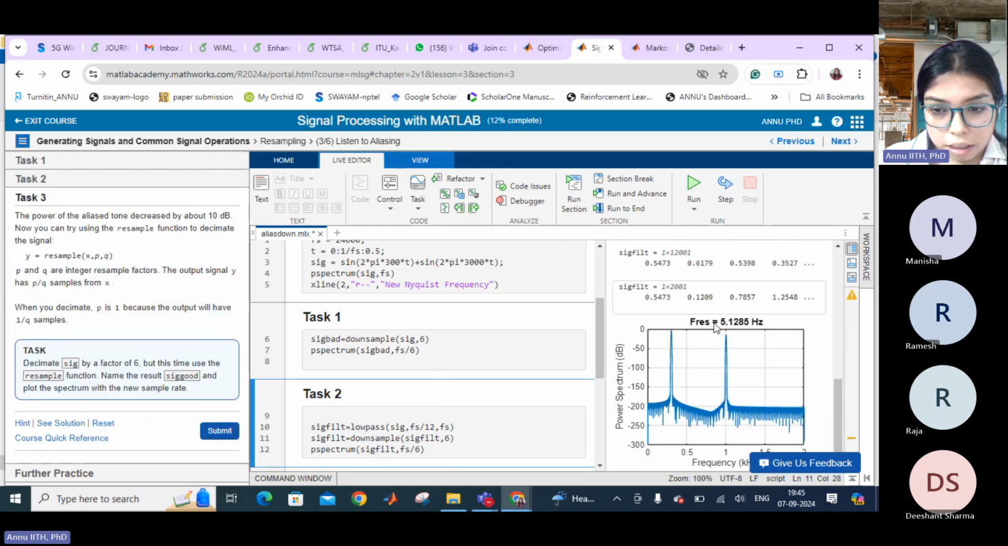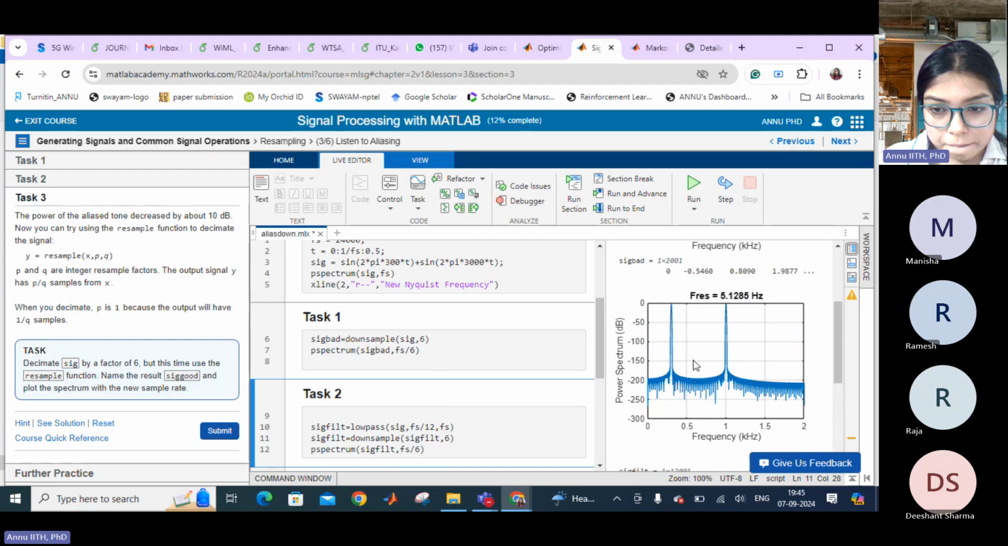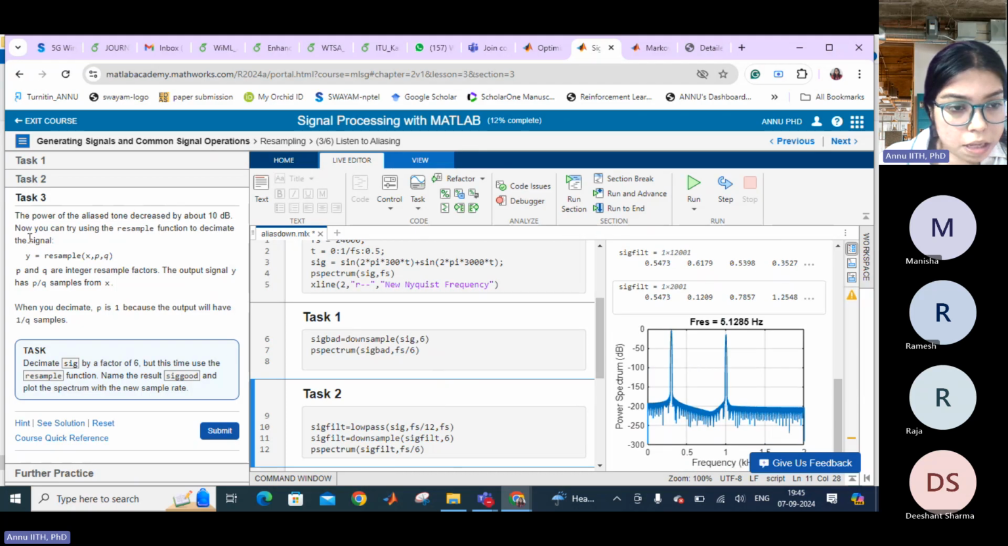So we can see here, again, the aliasing is there. The power spectrum of the alias tone decreases by about 10 dB. Now you can try using the resample function to decimate the signal. If P and Q are the integer resample factors, the output y has P by Q samples from x. When you decimate, P is 1 and the output will have 1 by Q samples.